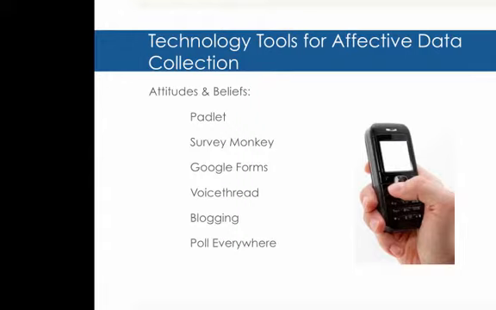VoiceThread is another tool that allows students to really share their beliefs and values, as well as blogging. And then another tool that I really like is called Poll Everywhere. So you can create a poll. Students can respond to it anonymously by entering in a 4-digit sequence number.